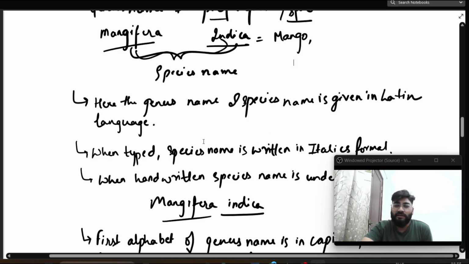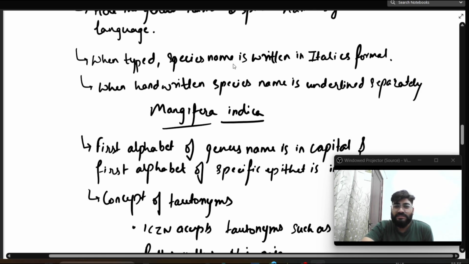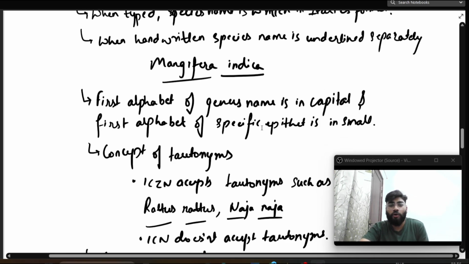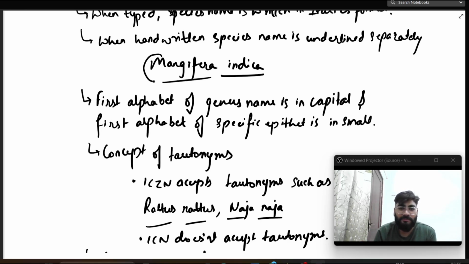use the Latin language. When we are typing the species name, we have to write it in italic format, a bit of slant. But when we have the handwritten species name, it is underlined separately. The genus name is separately underlined. The species name is separately underlined. To differentiate the genus name and species name, the first alphabet of the genus is always in capital, and the first alphabet of the species name is always in small.